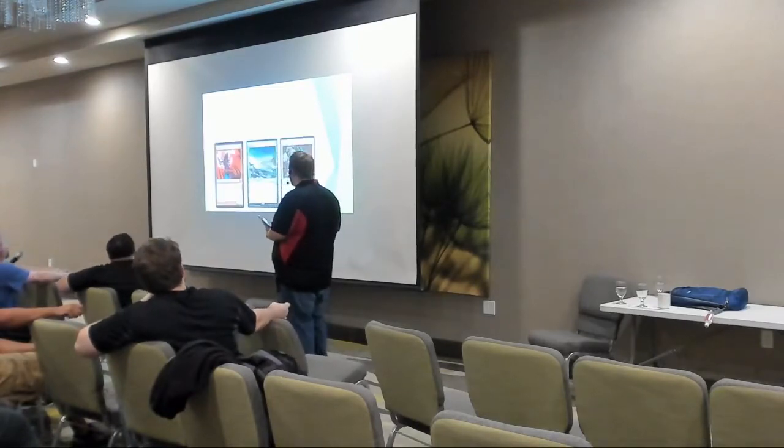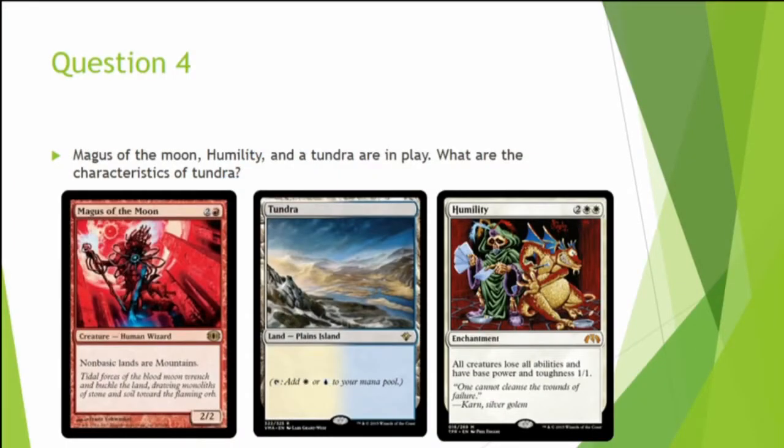Okay, all right, so this is a fun one. Magus of the Moon, Humility, and Tundra in play. What are the characteristics of Tundra? And by characteristics also, what does it read right here? I almost said that. Almost said that.